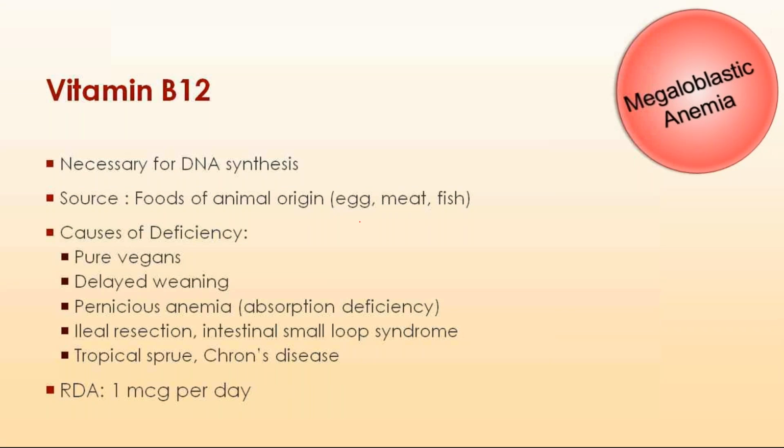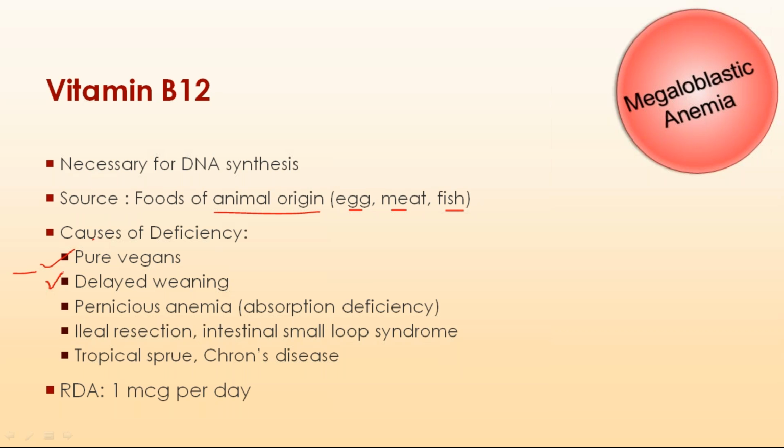Coming to the B12, again, this is also necessary for DNA synthesis. The source is mainly animal origin because it's not seen in vegetable origin: eggs, meats, and fish. So, who are prone to this B12 deficiency? The pure vegans who don't take even milk. Such people are susceptible to B12 deficiency.